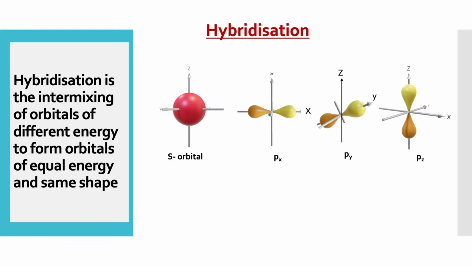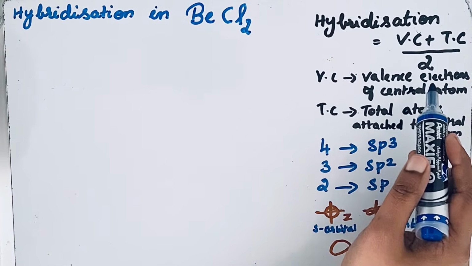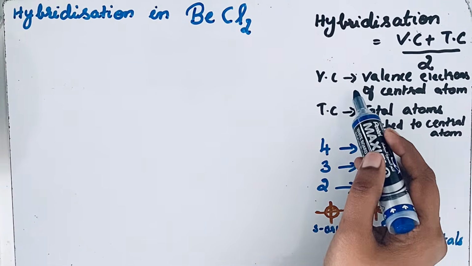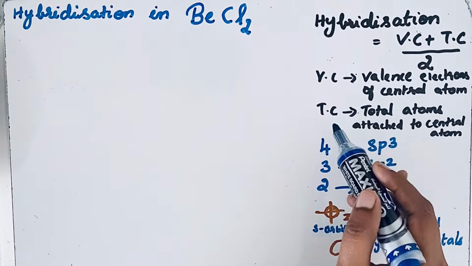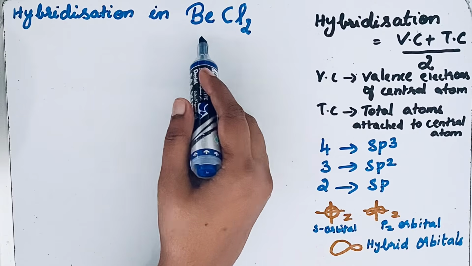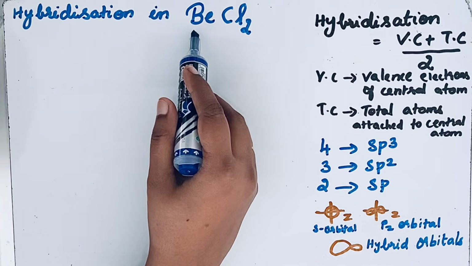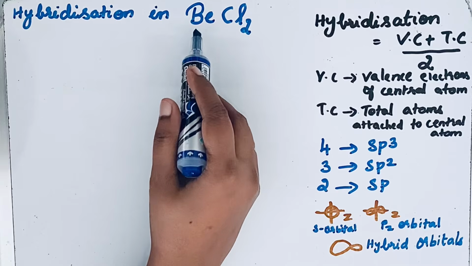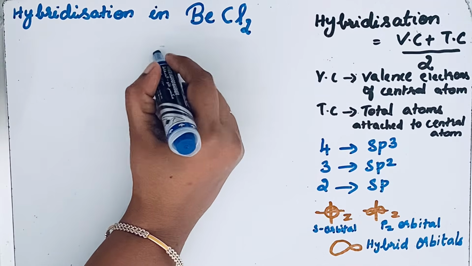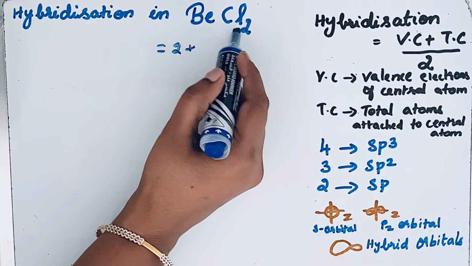and same shape. To find hybridization, we have a very simple formula: Vc plus Tc by 2. Vc is the valence electrons of the central atom, Tc is the total atoms attached to the central atom. In BeCl2, beryllium chloride, beryllium is the central atom. So the valence electrons of beryllium is 2. So 2 plus total atoms attached to beryllium, 2.